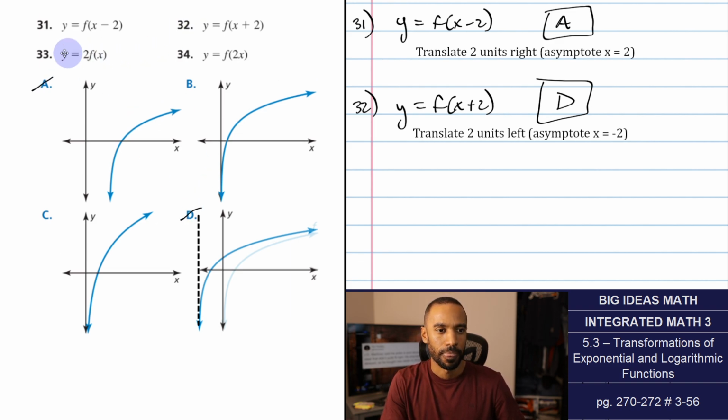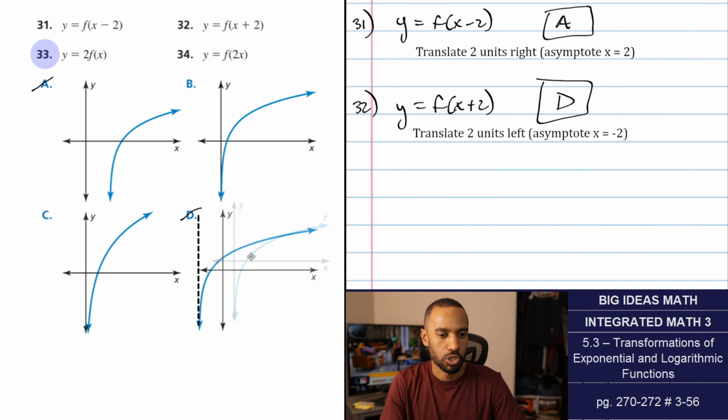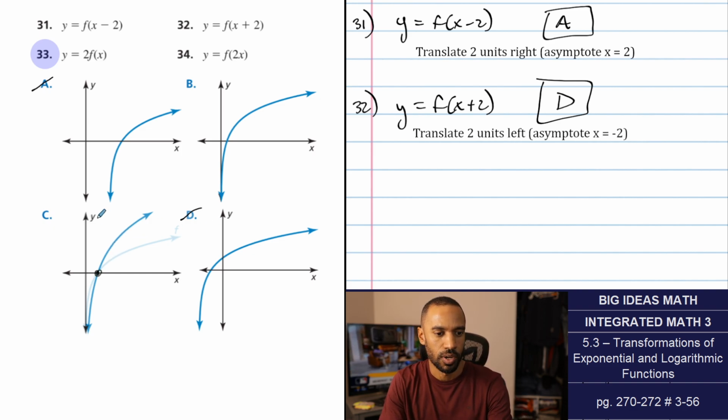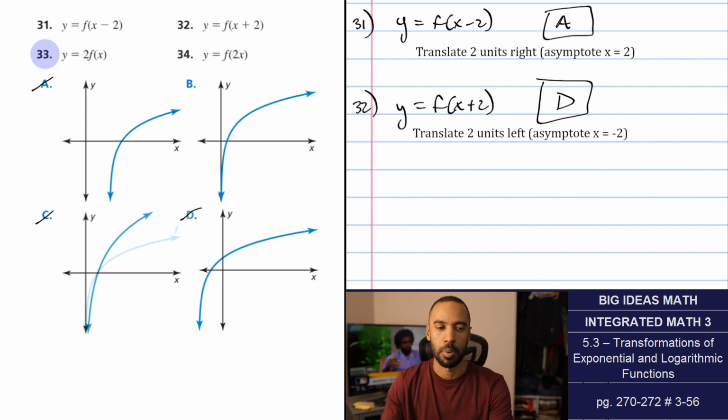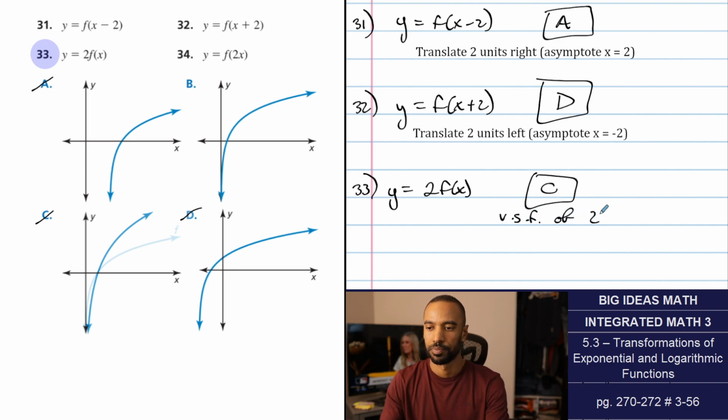Number 33, 2 times f of x. Okay, this isn't even a translation, but it's a vertical stretch. So we got to find out which one is taller versus which one is horizontally compressed as part D. Looks like C is going to be taller. You can tell here that they still have f of 1 is 0, the log of 1 is 0 kind of thing right there, but everything looks like it's twice as tall as it was before based on that change. So C looks like a vertical stretch. That's going to be number 33 for y equals 2 times f of x. It's C. I'll just say vertical stretch factor of 2. It's making a lot of sense.